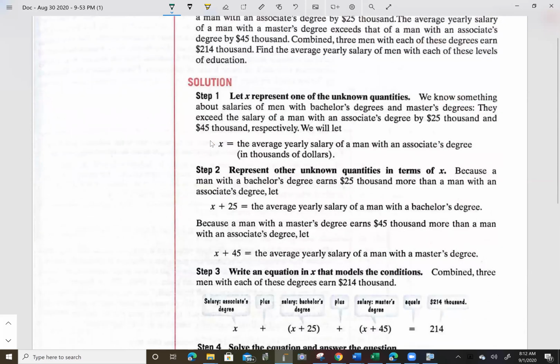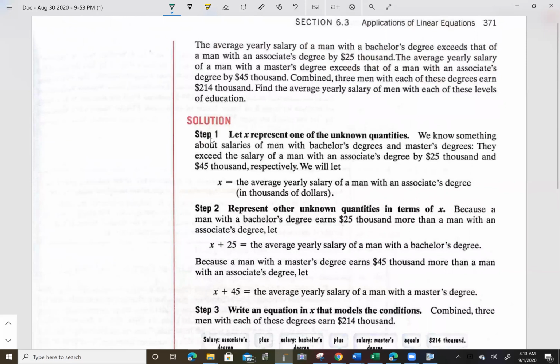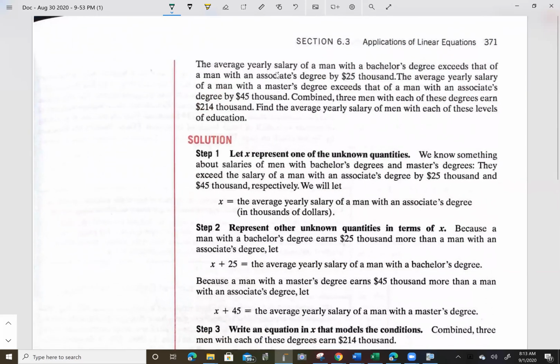So the first thing they do is define their variable. They said X is equal to the yearly salary of a man with an associate's degree. And the reason they chose a man with an associate's degree is because each of these men, they look at the bachelor's degree versus the associate's degree, and then they're also looking at the master's degree versus a man with an associate's degree.